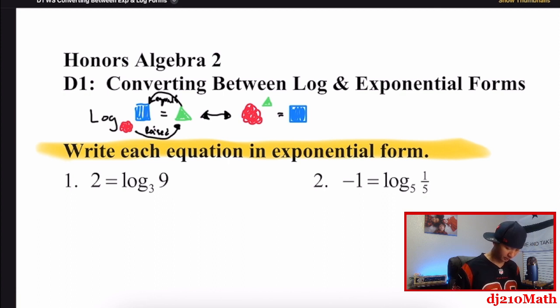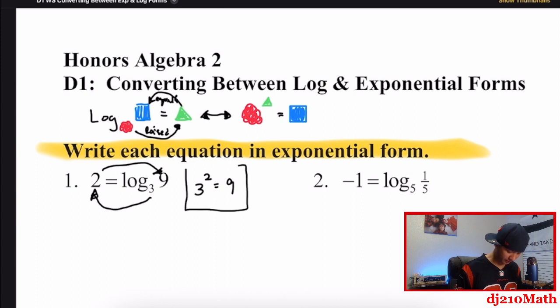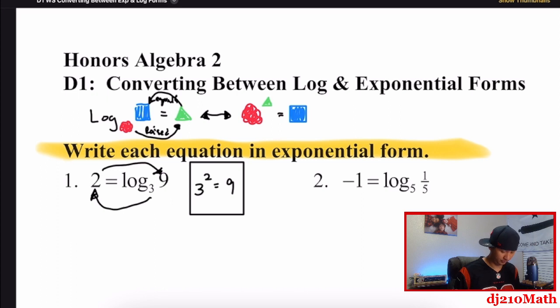All right. So 3 raised to 2 equals 9. And that makes sense, right? That's 3 squared is equal to 9. We already know that. So raised, and then up here is equals. All right, these go very quick when you're nice.